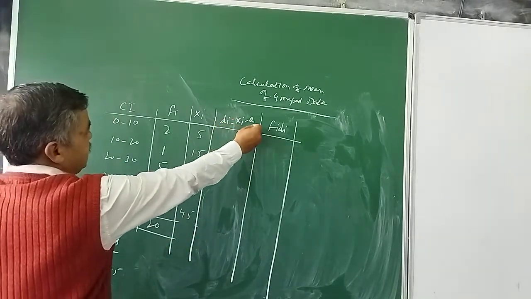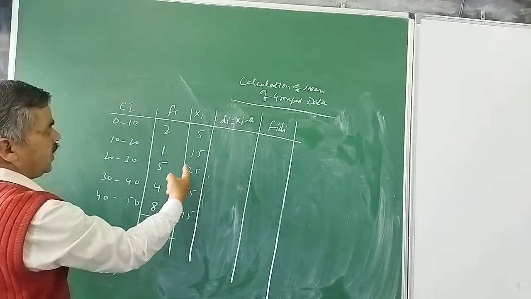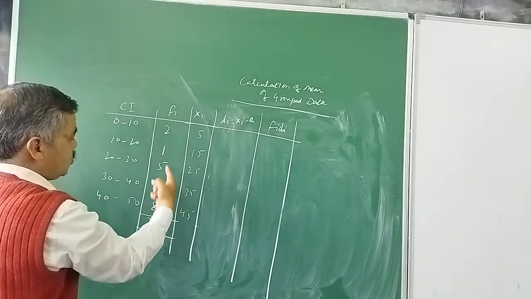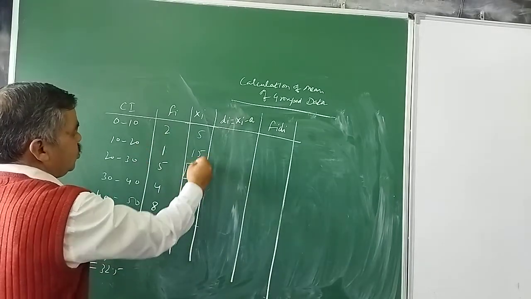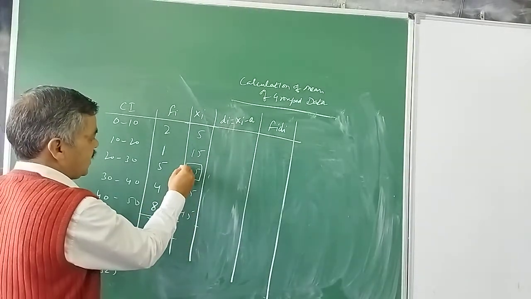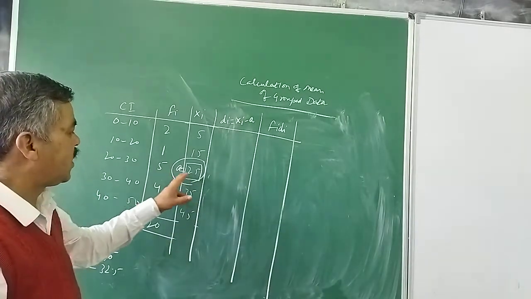Now di, I said, is x minus a. What is this a? I said it is the assumed mean. So that you have to assume here in the class marks. The number is odd: 1, 2, 3, 4, 5. 5 readings are there. So I will leave 2 here and 2 here. So the middle one I have taken as a. That is the assumed mean.